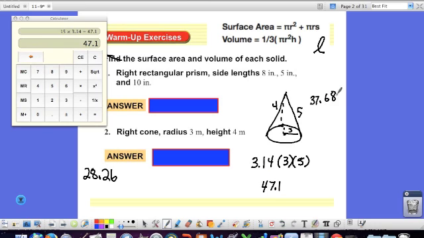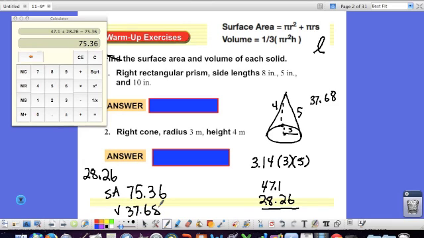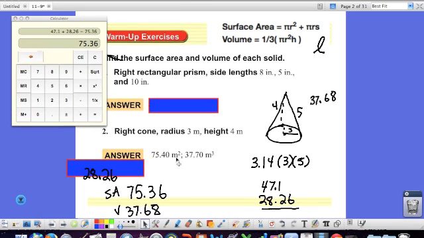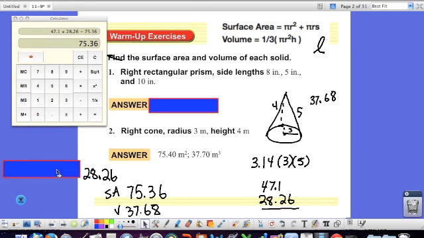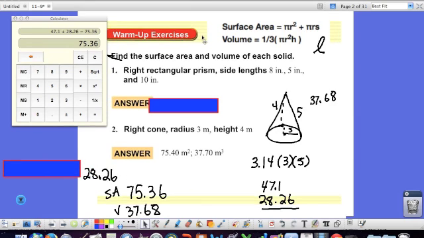47.1, plus the 28.26 that we already found was the area of the base. And my surface area of this cone is going to be 75.36. And my volume, remember from earlier, was 37.68. So very close numbers there, obviously with rounding issues because of the pi button.